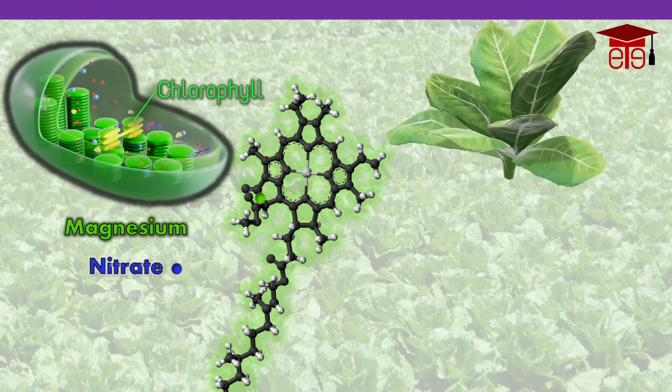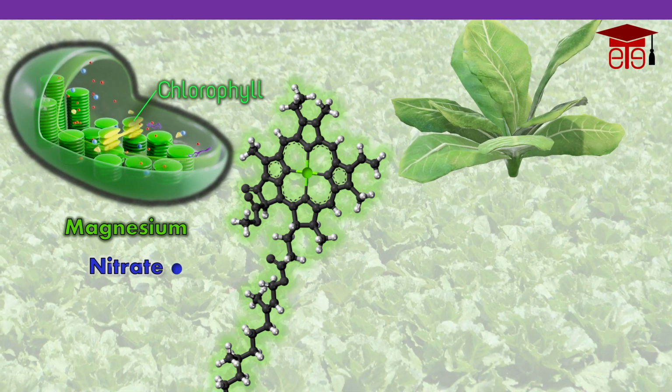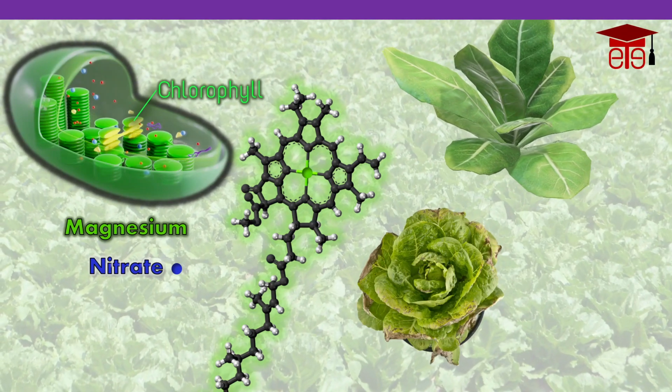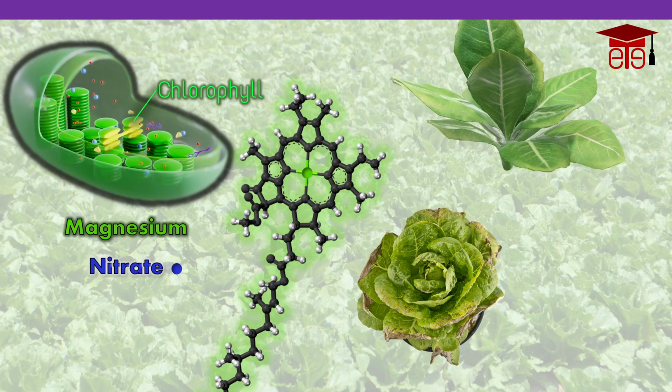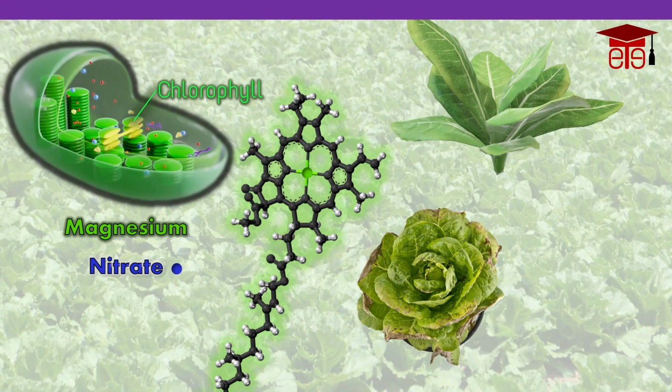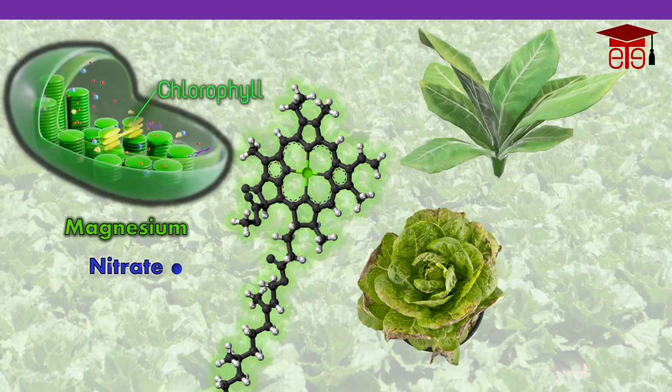Magnesium is needed to make chlorophyll. If a plant does not have enough magnesium, its leaves look yellow instead of green. It cannot grow well because it does not have much chlorophyll to absorb energy from sunlight, and so it cannot photosynthesize as much as it should.